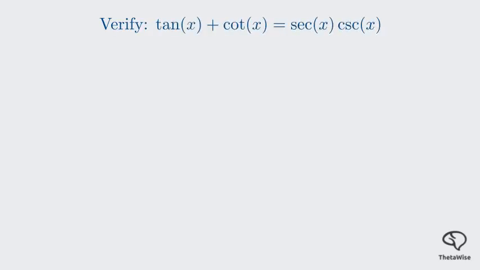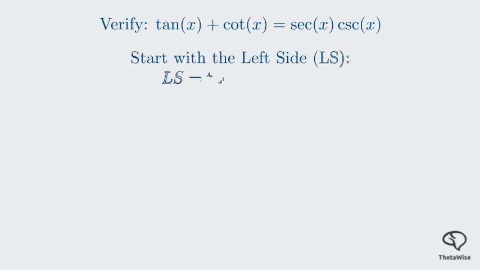Let's verify the identity. Tangent of x plus cotangent of x equals secant of x times cosecant of x. A good strategy is to start with the more complicated side and try to simplify it. In this case, the left side looks more complex. We'll start with the left side. Tangent of x plus cotangent of x.